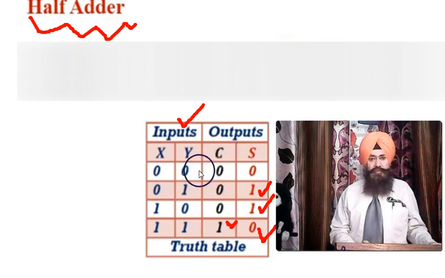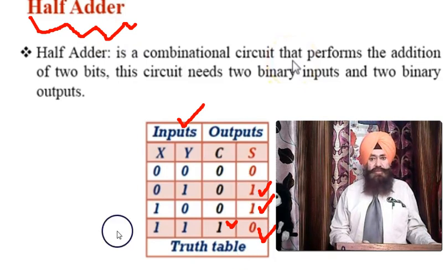Here, for three combinations there is no carry. The carry occurs only when you add 1 and 1, which becomes sum 0 and carry 1. So this is all about the truth table.